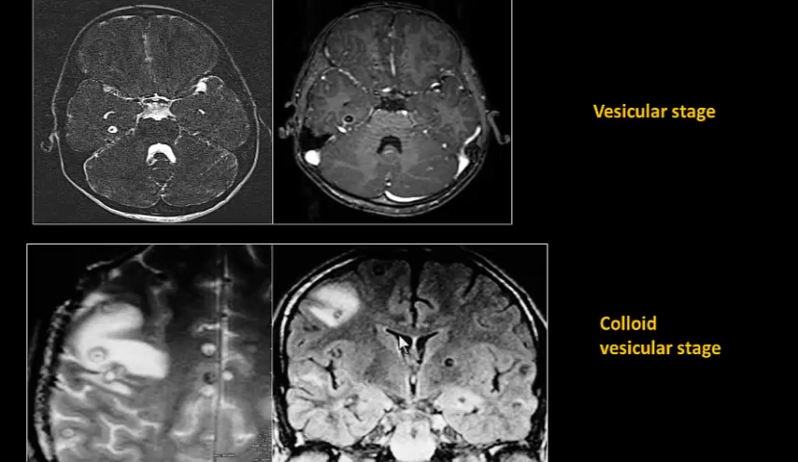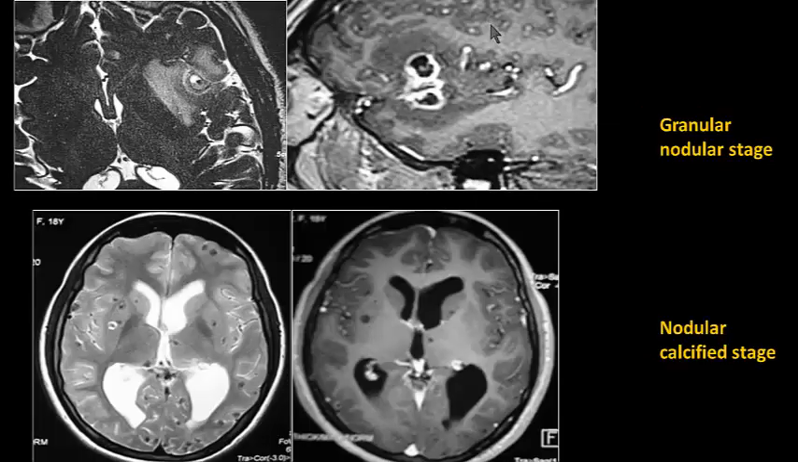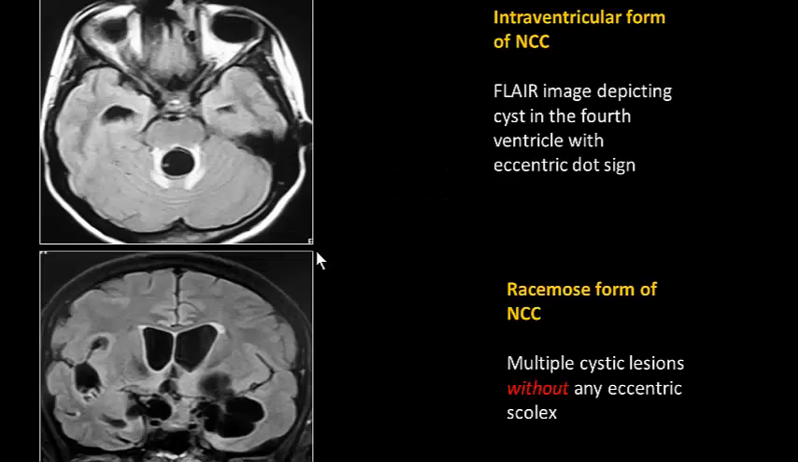Of course, you can see many stages in the same picture. This is where the rim becomes thicker in the granular nodular stage, and in the calcific stage, which is dark on T2, you can see better on CT than on MR. Intraventricular cyst, you can see in the fourth ventricle with an eccentrically placed scolex, but in the racemose type, which is multiple cystic lesions, you don't even see the scolex.